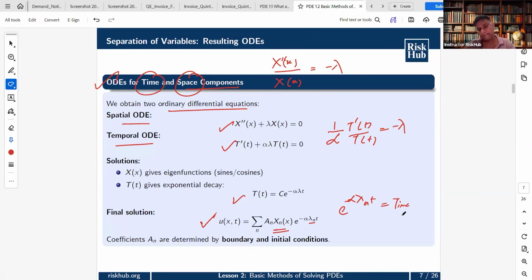This is your time decay. a_n is basically the weight determined by the initial and boundary conditions. The financial intuition here is that the payoff can be decomposed into many modes, and higher frequency modes decay faster. That is why option value becomes smoother as we move away from maturity, right? Coefficients a_n are determined by boundary and initial conditions.